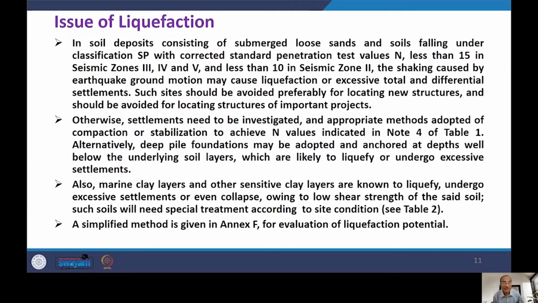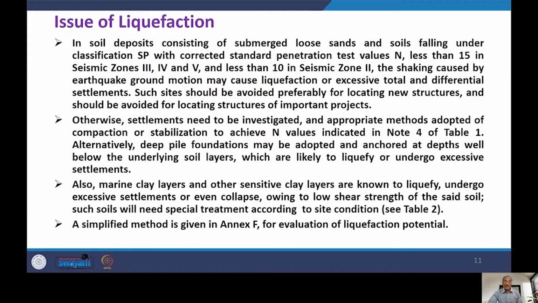So here, one way is that we should try to avoid this. But if you can't avoid it, then we need to check that the settlements are within the permissible limit. And if they are not, in that case we need to stabilize the soil until you achieve the N values as mentioned in the table.